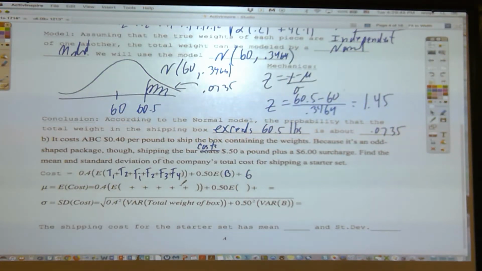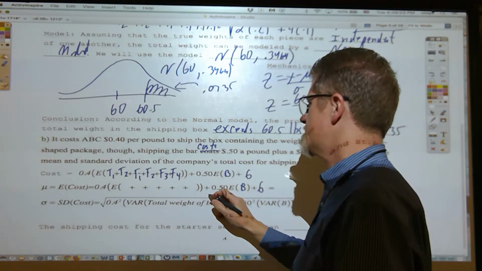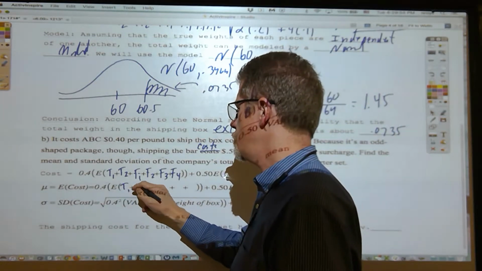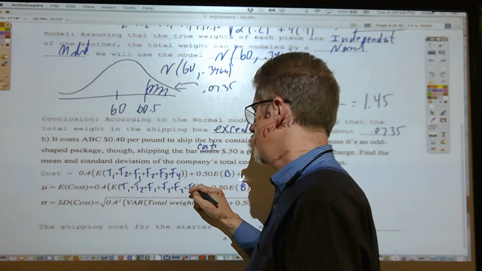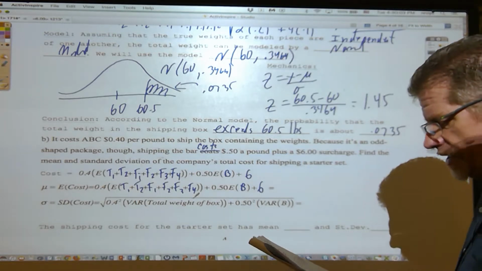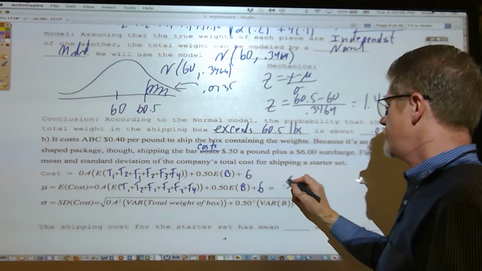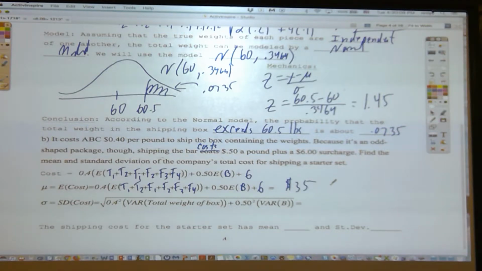So the mean would be the expected value of that. The 0.4 comes out front. Yeah, so this is going to be basically filling in the same symbols. T1, T2, F1, F2, F3, F4. And when you multiply all that out, it comes out to $35 is what the expected cost is.